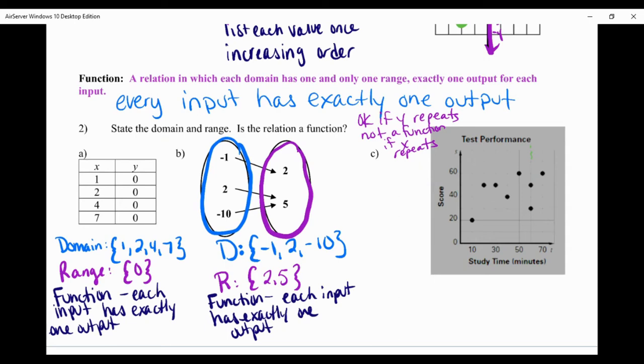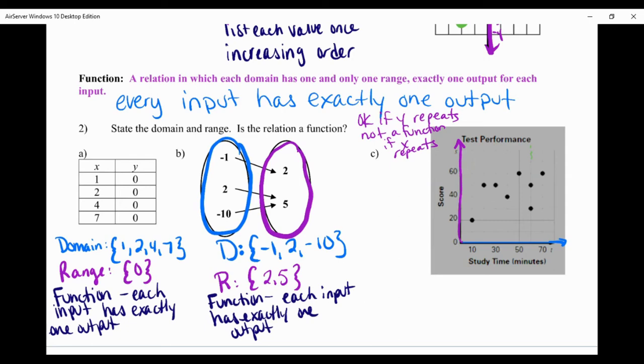So now for the graph, we have a scatter plot, and we are relating two things. We're relating how long you study to the score you get on a test. So the domain is going to be all the minutes that are represented in this graph. The range is going to be those corresponding test grades that you get.